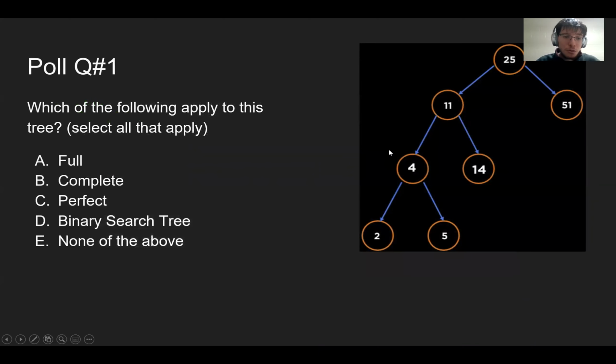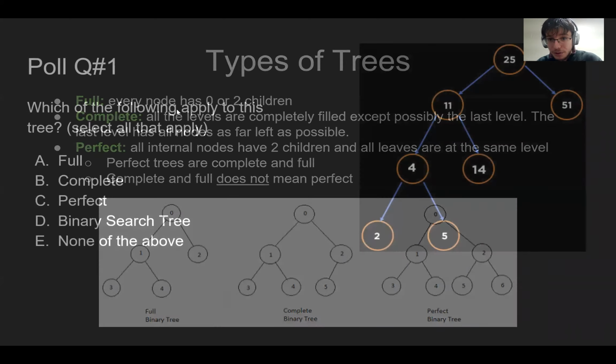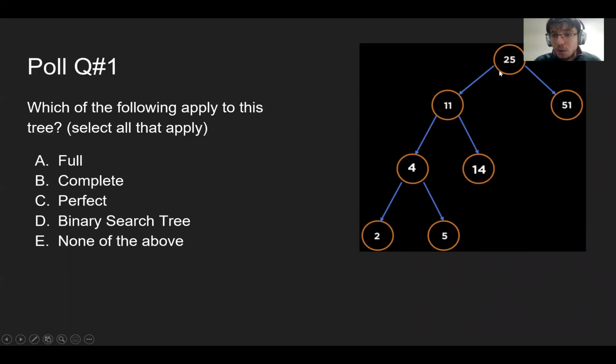Now moving on. Full question one. Is this one full, complete, perfect, binary search tree, or none of the above? Okay, so you could have paused if you wanted to, you still can. But okay, the answer is, let's see. Is it full? Going back to our definition of full tree, every node has 0 or 2 children. Does that apply here? Well, this one has 2 or 0. This one has 0 or 2, 0 or 2, 0 or 2. Yes, it's full.